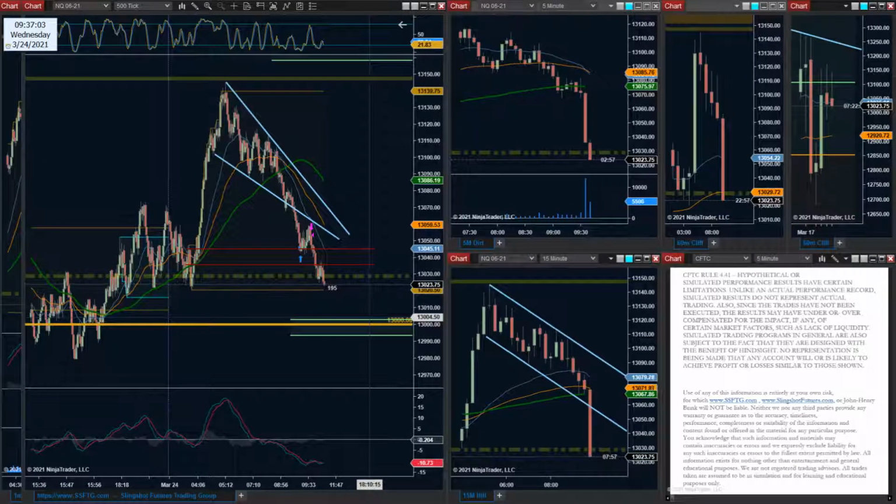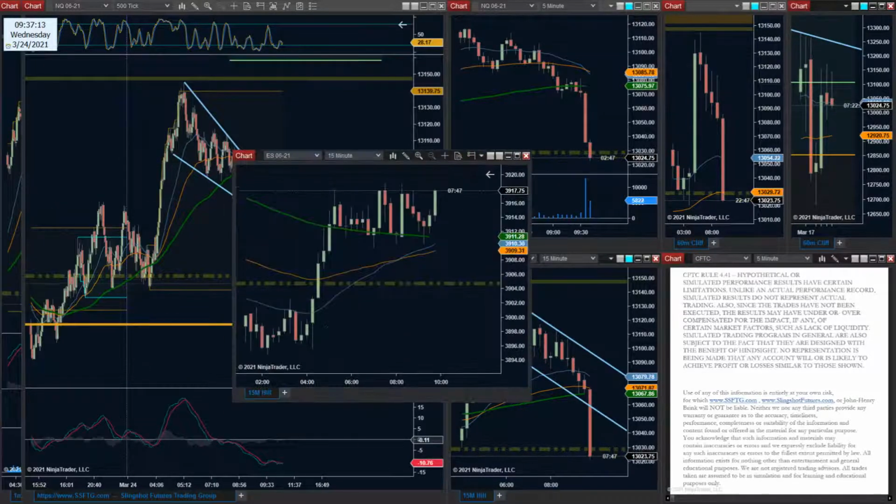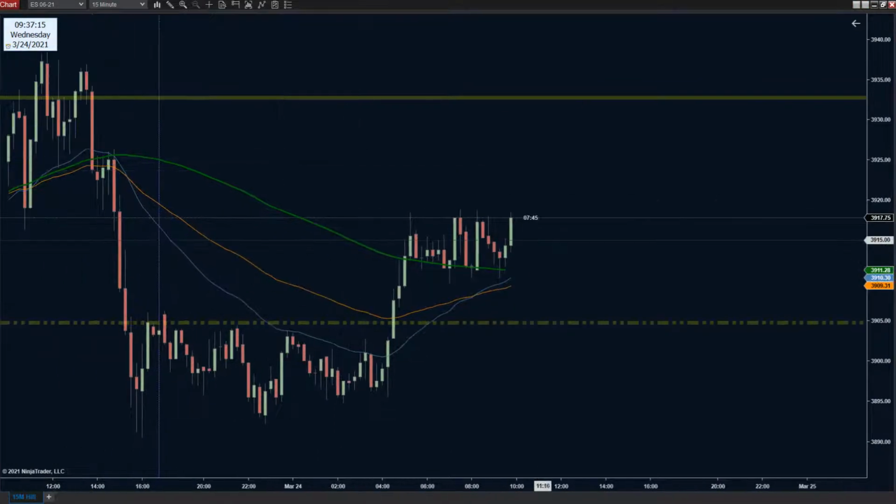See if we can get the breakdown. The zone of interest is going to be 13,003. See if we can get the overshoot. S&P is attempting to break out of the highs of this range that they've got going on. What a mess.